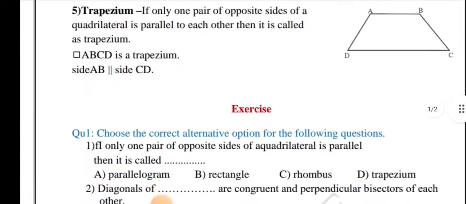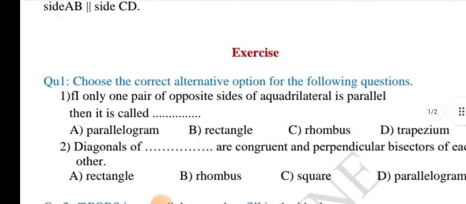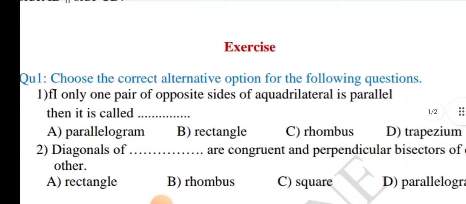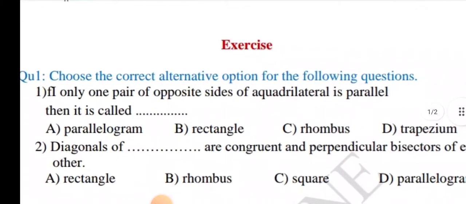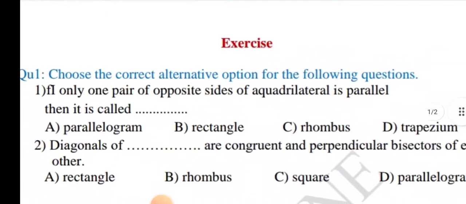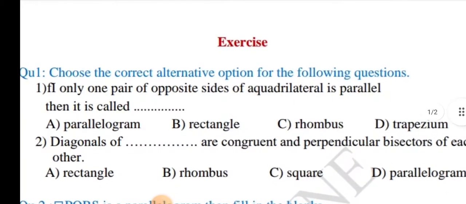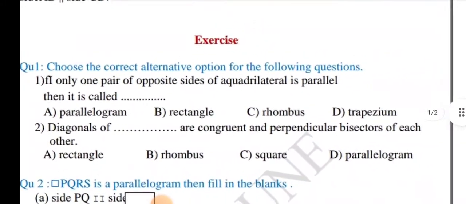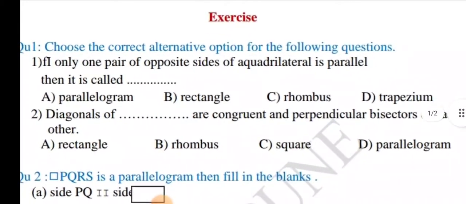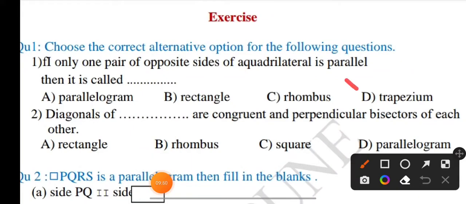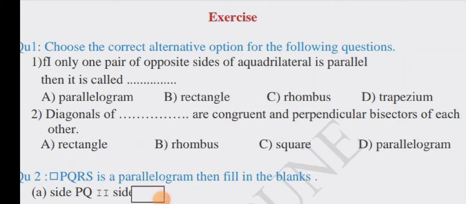Now, today's exercise. Question number 1. Choose the correct alternative option for the following questions. First, if only one pair of opposite sides of a quadrilateral is parallel, then it is called A. parallelogram, B. rectangle, C. rhombus, and D. trapezium. Here D, trapezium, is the correct answer.